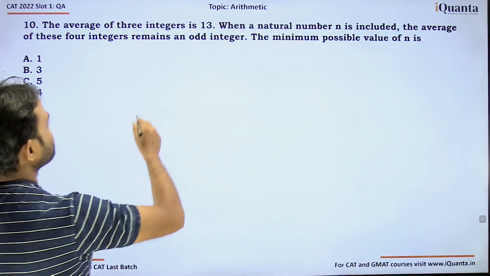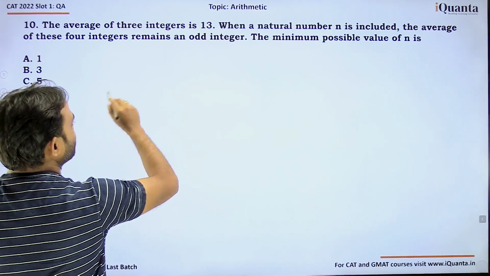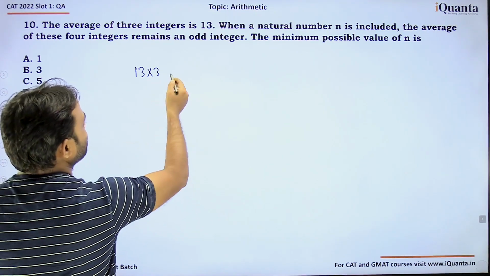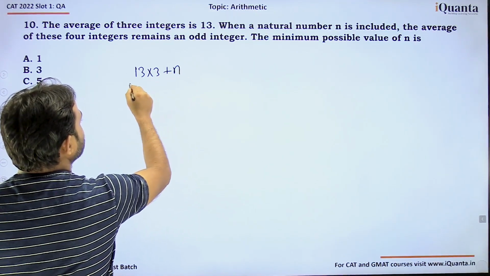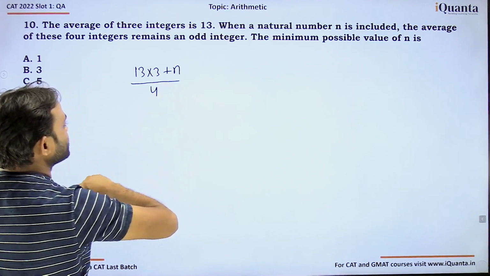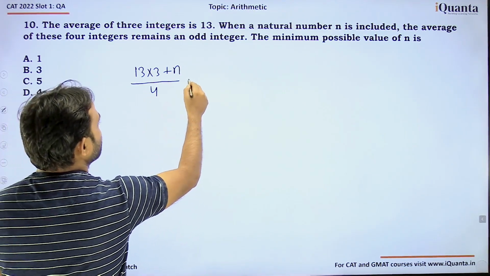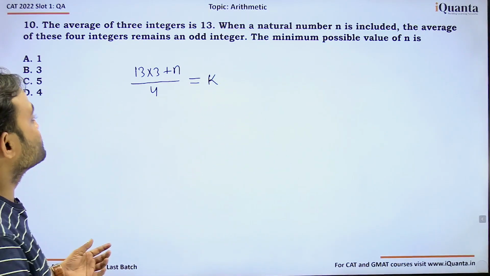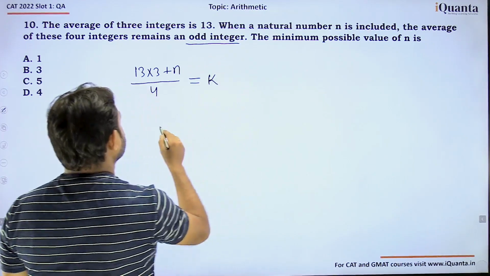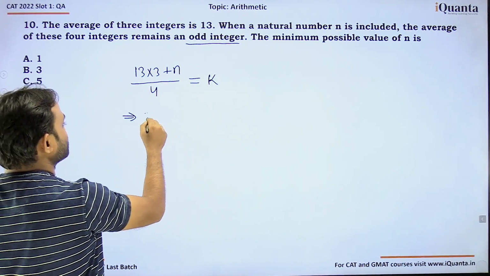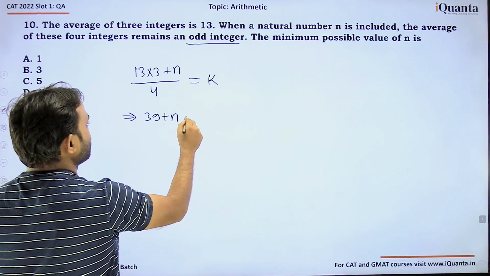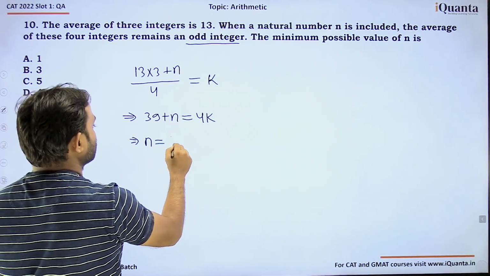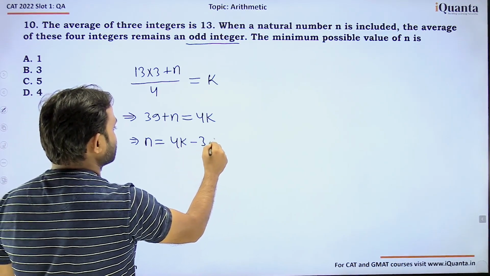Let's say 3 integers. So what will be the sum? The sum of 3 integers will be 13 into 3. Now let's say that number is n, as given. Then what will be the new average? 13 into 3 plus n upon 4. This is k, and k is an odd integer. So we can say that 39 plus n is equal to 4k, or n is equal to 4k minus 39.